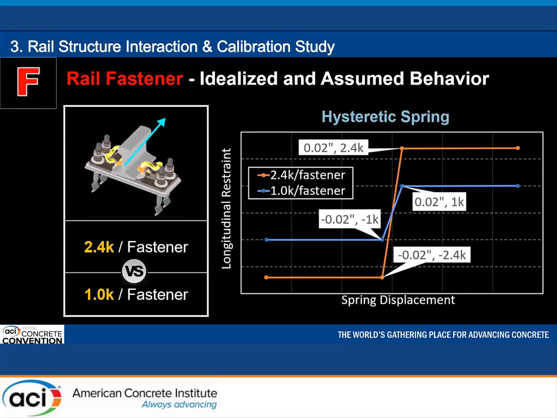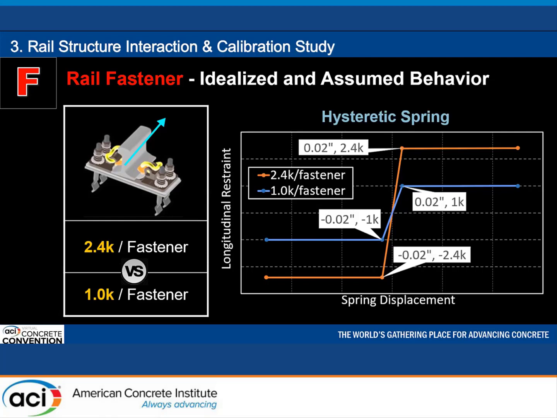First is F, fastener properties. The fastener holds the rail in place through friction. Once the clamping force is overcome, the fastener starts to slip. That leads to the next question. What is the clamping force?